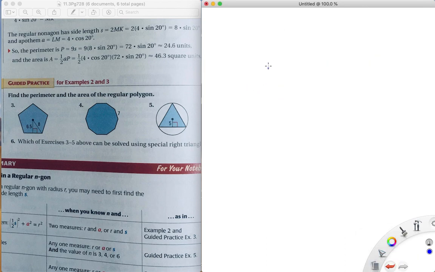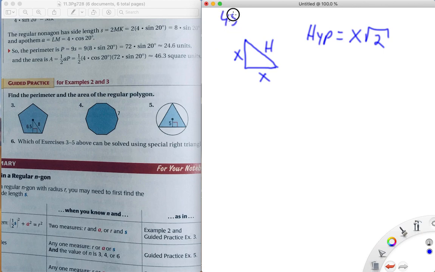So to refresh your memory about a 45, 45, 90, if it's a 45, 45, 90, then your legs are the same. We're dealing with an isosceles triangle. And then you have your hypotenuse. Your hypotenuse in a 45, 45, 90 is only one equation. It's equal to x times the square root of 2. That is your 45, 45, 90 equation for a special right triangle.